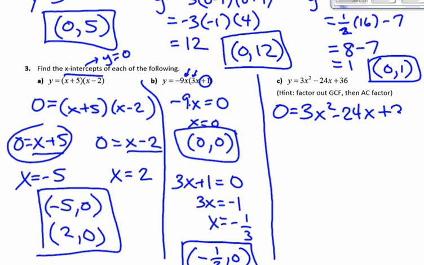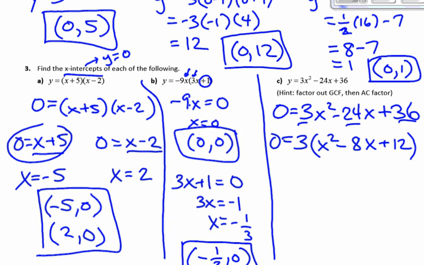And then in order to solve for this, we have to factor. So notice that 3, 24, and 36 all have a 3 in common. So the first thing is I'm going to factor out a GCF of 3. So that's going to be x squared minus 8x plus 12. Now, what's inside the parentheses, I can factor by AC method. And since A is 1, I can do the shortcut. So we have 0 equals 3 times.